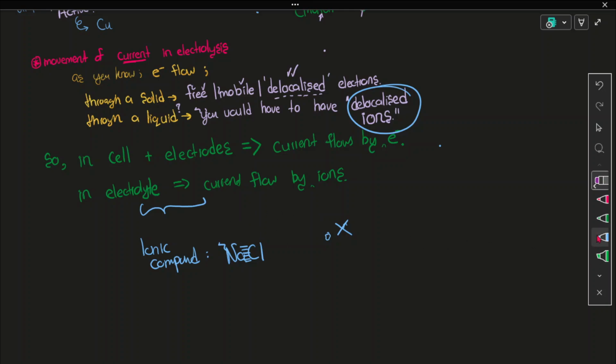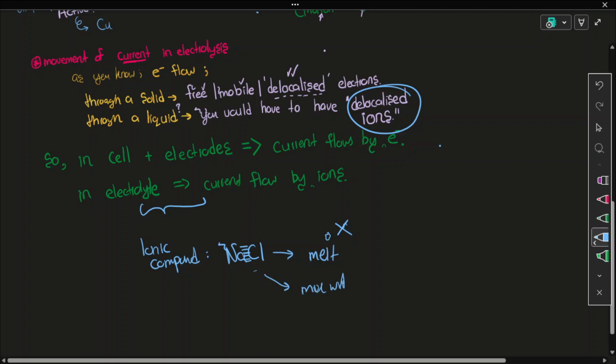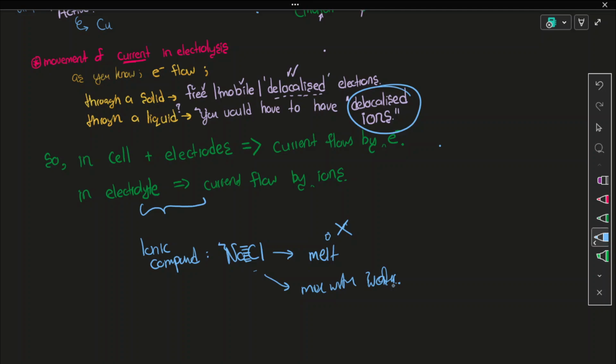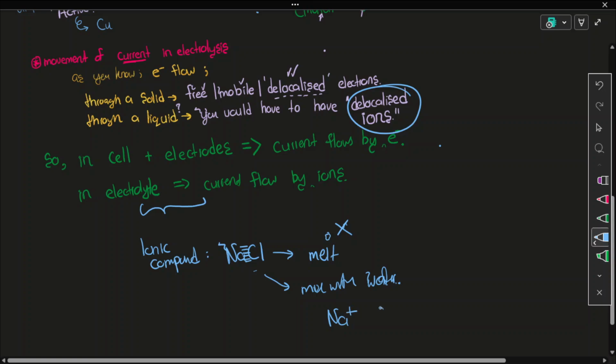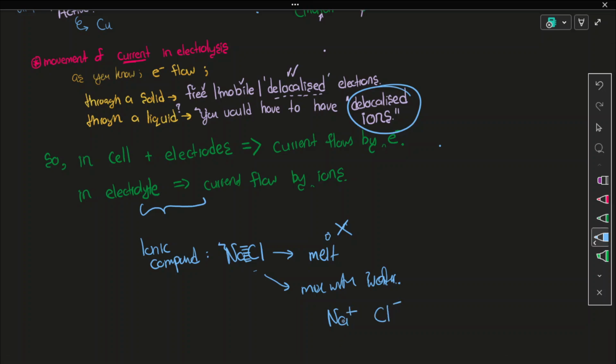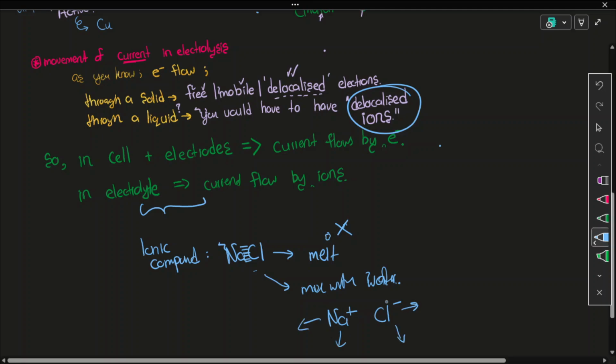So what do we do here? We have two options. We can melt this sodium chloride, which is solid sodium chloride, or we can mix this with water. We all know that when salt is mixed with water, it disappears. Why does it disappear? Because it simply dissociates into its ions. So you get the Na+ ion separate and the Cl- ion separate. Two separate ions. Now they are no longer bonded to each other. They are free to go wherever you want.